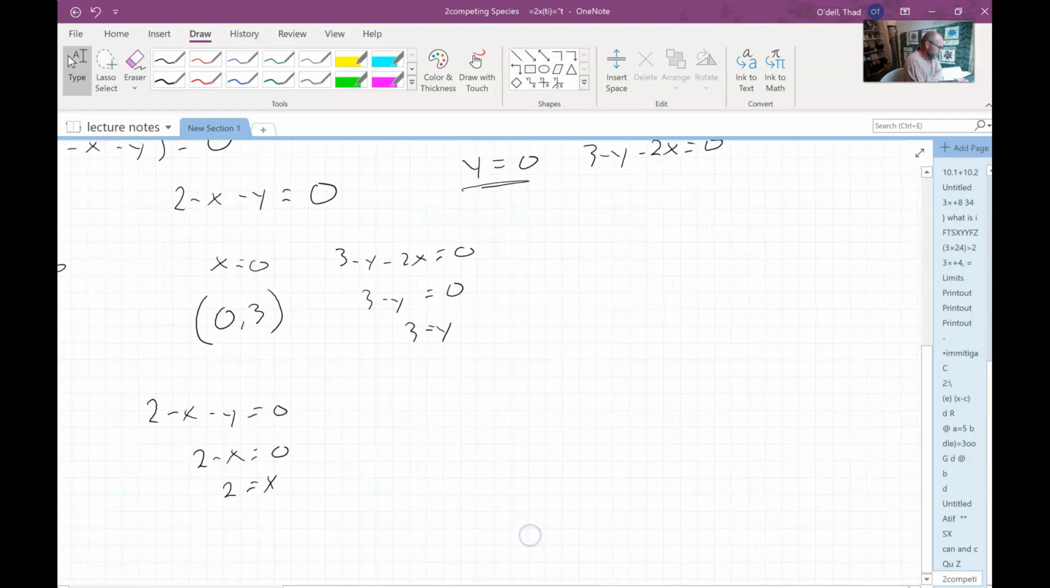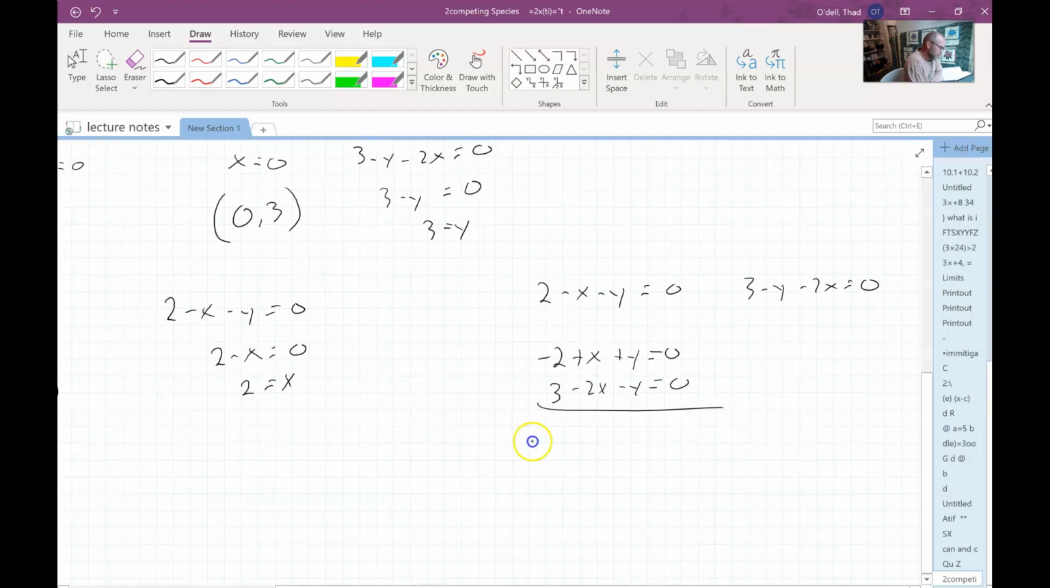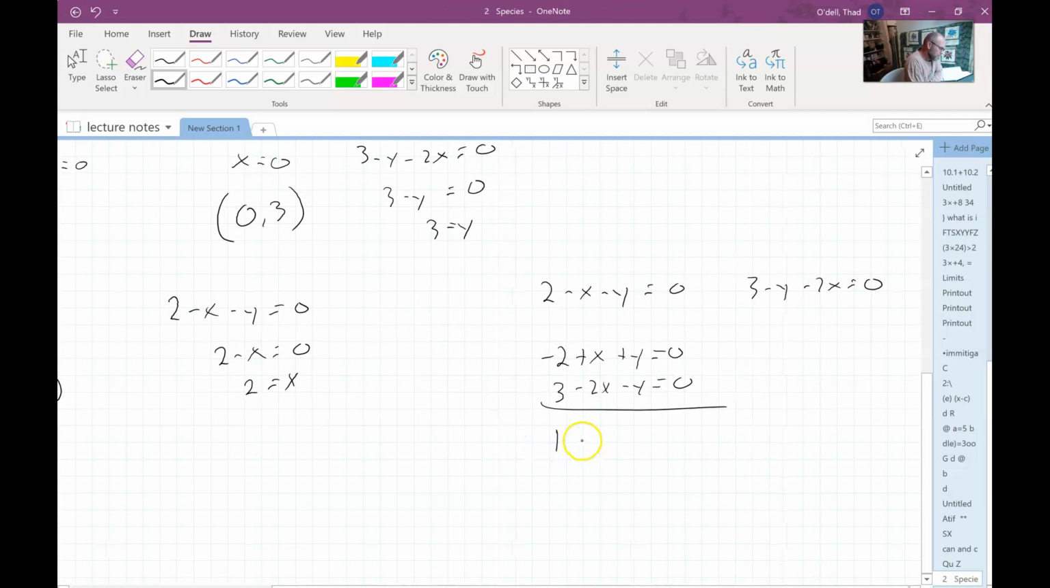And then finally, we would pair up 2 minus x minus y equals 0 with 3 minus y minus 2x equals 0. And for this one, we'd have to solve a system of equations. So let's multiply this one by -1. So that'd be -2 plus x plus y equals 0. And then just add that to 3 minus 2x minus y equals 0. If I add those two together, we get 1 minus x equals 0, which means x equals 1. And when x equals 1, that would mean y is equal to 1 also. So that would give us the point 1, 1.